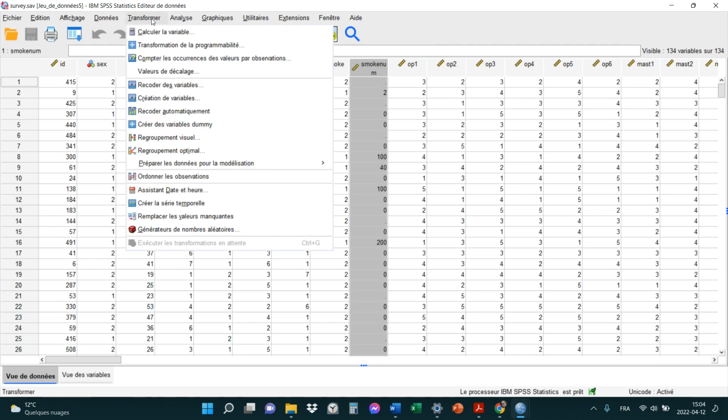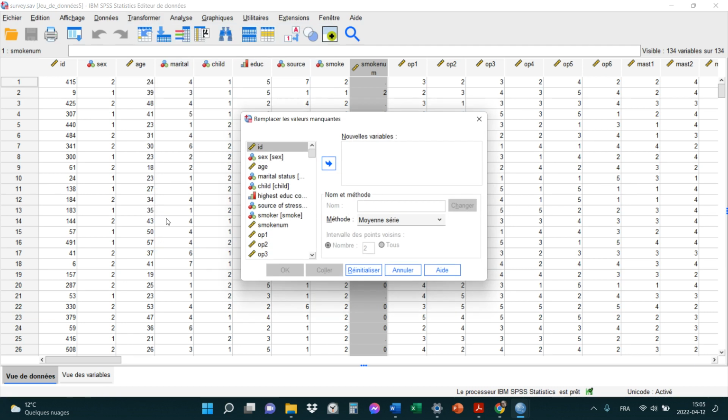Vous allez dans Transformer. You go into Transform. Replace... I think it's replace missing values or impute missing values. One of the two. Mais en français, c'est remplacer les valeurs manquantes. OK? So, I selected this so I could remember what it was here. I'm going to select it here and put it in, right? It's gonna create a new variable.